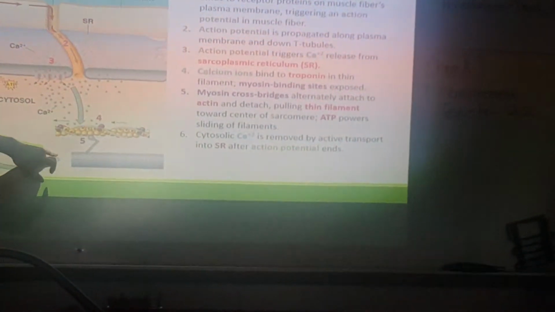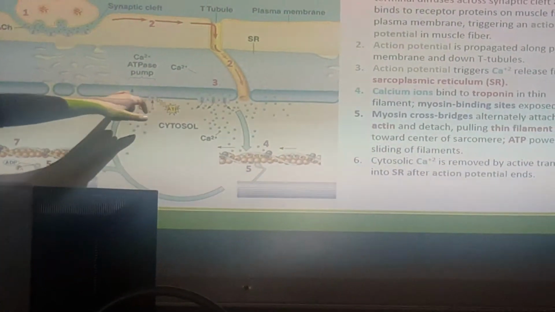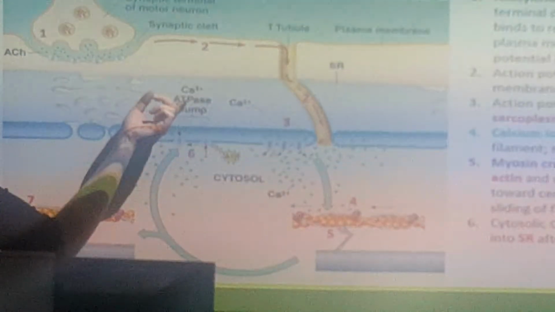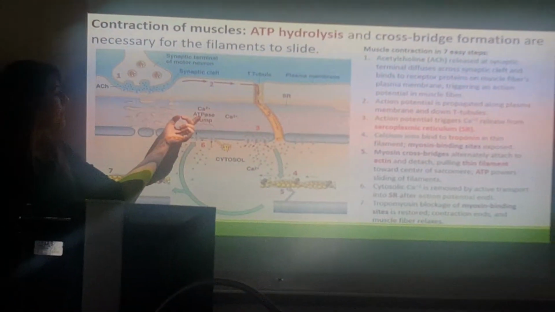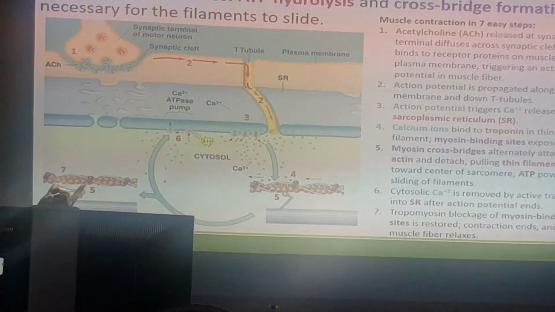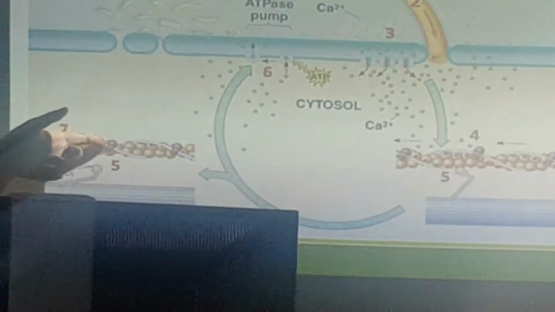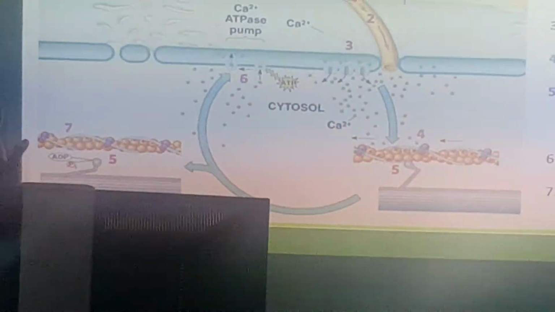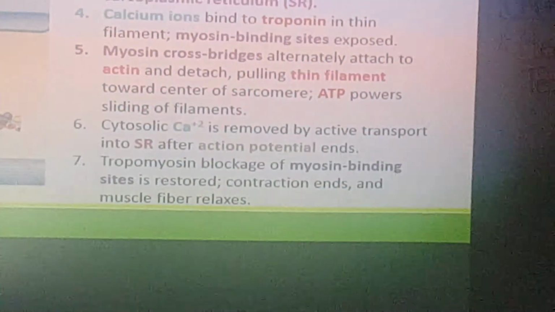When the action potential ends, calcium ions are reabsorbed via active transport, so by a pump. They're reabsorbed back into the sarcoplasmic reticulum where they came from, so they can be used again for another muscle contraction. Because there are no longer any calcium ions available, troponin changes conformation again. The tropomyosin blocks the myosin binding sites on actin. The myosin heads can no longer bind, they detach, and that is the end of muscle contraction.